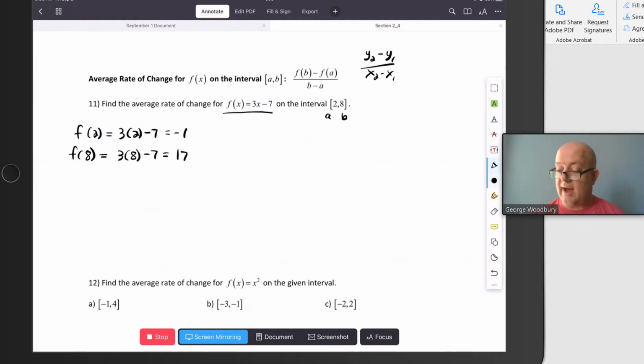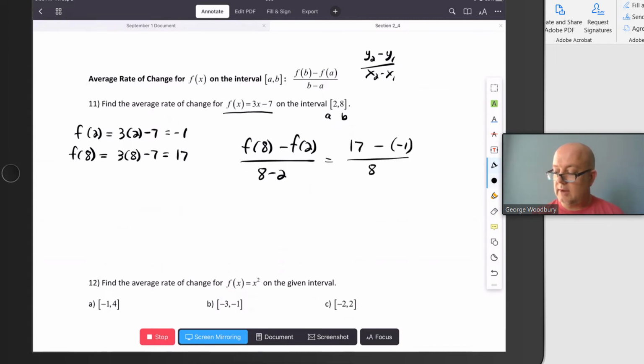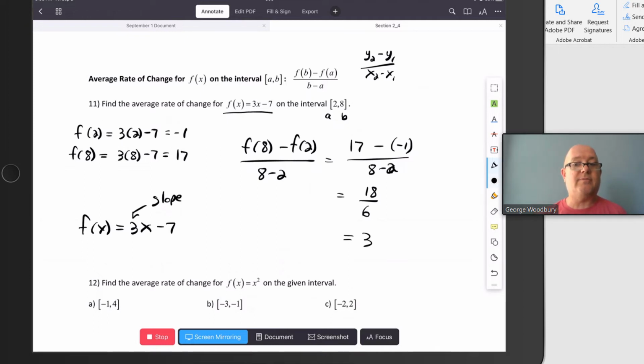And so the average rate of change is going to be f of 8 minus f of 2 over 8 minus 2. And we've just seen that that's 17 minus negative 1 over 8 minus 2. 17 minus negative 1, that's the same as 17 plus 1, or 18. In the denominator, 8 minus 2 is 6. And when we divide 18 divided by 6, that's 3. That should be no surprise because the function f of x equals 3x minus 7 is a linear function. And the slope of 3 is the rate of change for that function. It's constantly changing at a rate of 3 per 1.